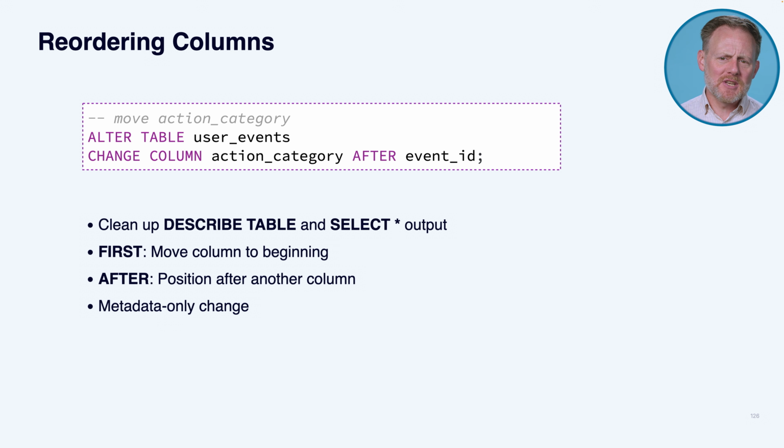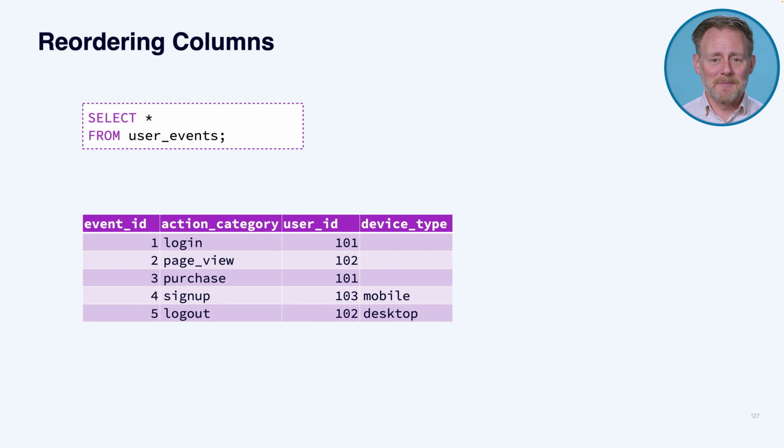So let's say schema changes are piling up and your describe table and your select star get messy, you just don't like it, you want to reorder columns, no problem at all. You can move a column to the first position or position it after another column with the after keyword. It's just a metadata change. So again, no data files are harmed or touched in the altering of this schema. Action category, as you see here, now comes right after event ID.